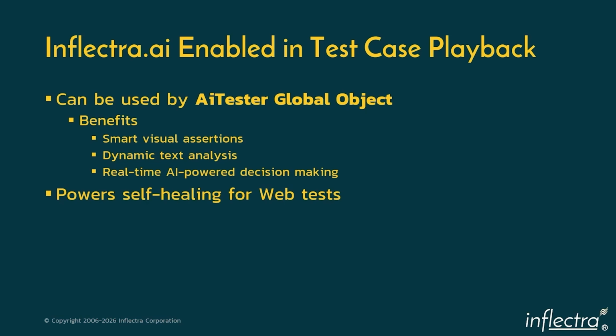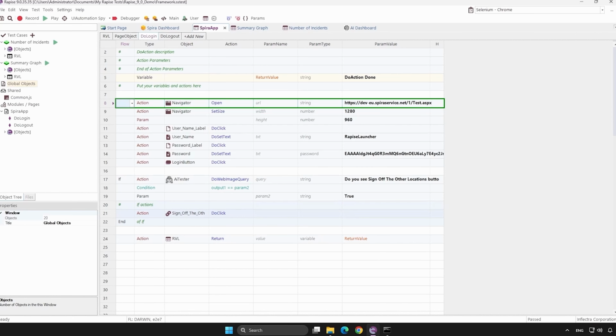Next up in Rapise 9.0, we've integrated Inflectra.ai directly into test case playback. This means you can now bring the power of AI into your tests to perform smart visual checks of the UI, analyze and generate text, and even guide the execution of your test cases. And behind the scenes, Inflectra.ai is also powering self-healing for your web tests. Let's see how it works.